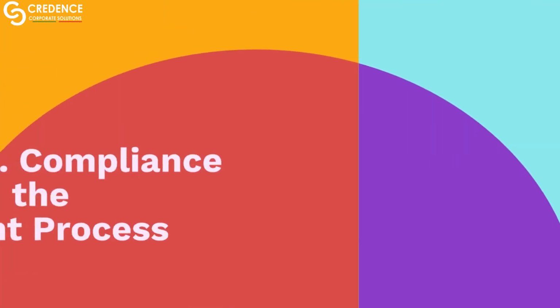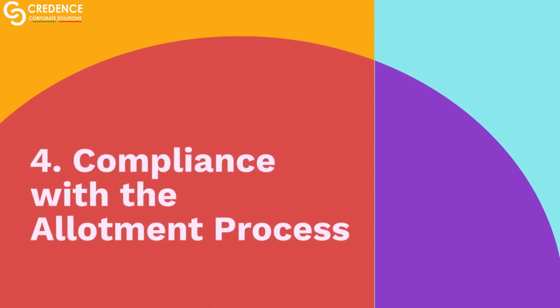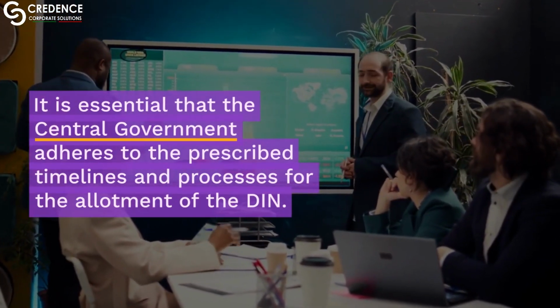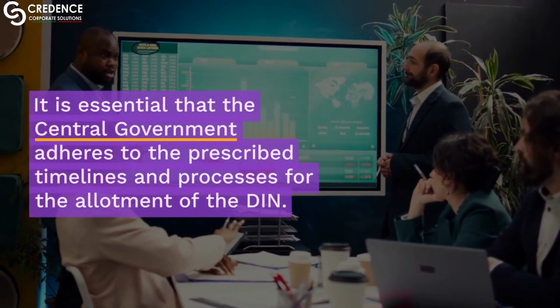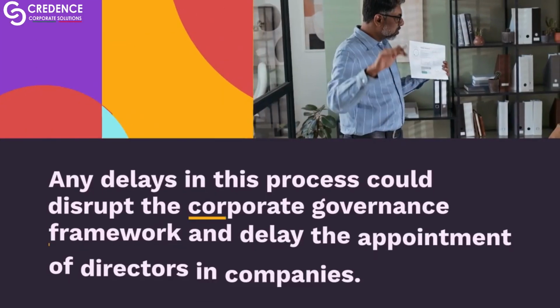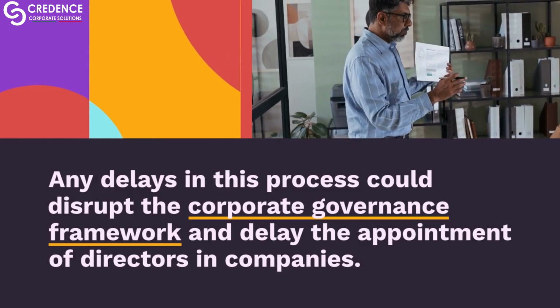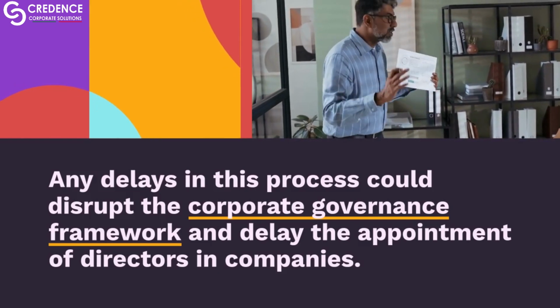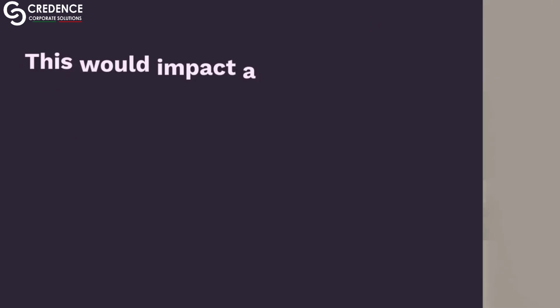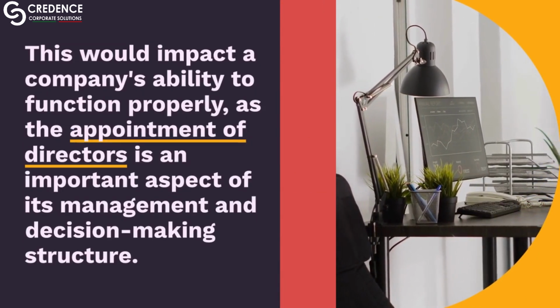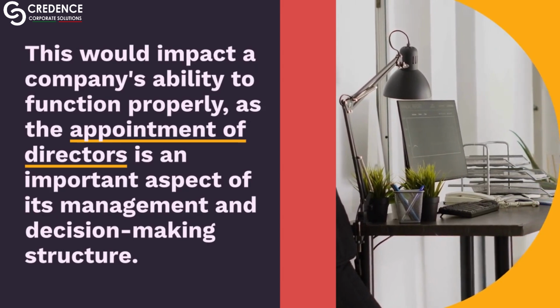4. Compliance with the allotment process. It is essential that the central government adheres to the prescribed timelines and processes for the allotment of the DIN. Any delays in this process could disrupt the corporate governance framework and delay the appointment of directors in companies. This would impact a company's ability to function properly, as the appointment of directors is an important aspect of its management and decision-making structure.